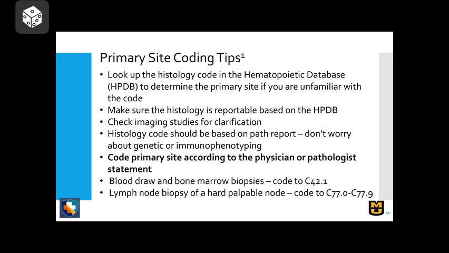Don't worry about genetic or immune phenotyping. Code primary site according to the physician or pathologist statement. Blood draw and bone marrow biopsies code to C42.1. Lymph node biopsy of a hard, palpable node code to C77.0 to C77.9.